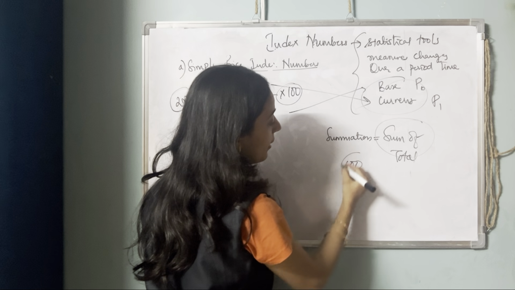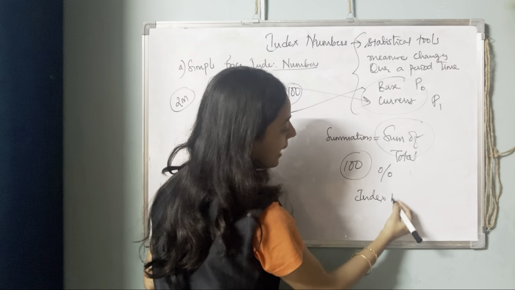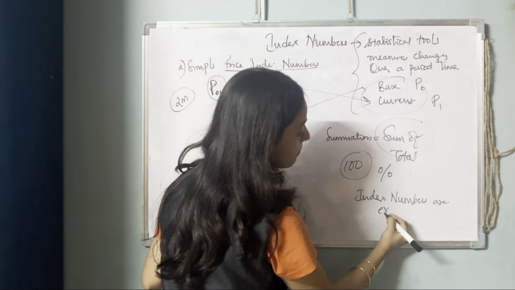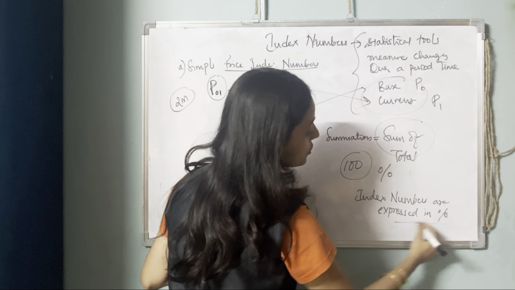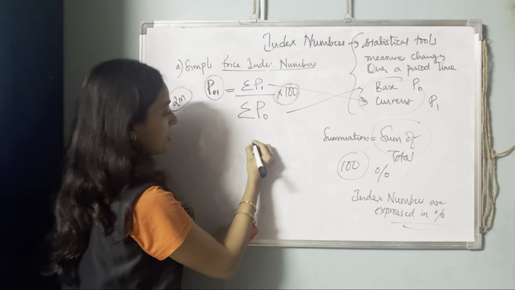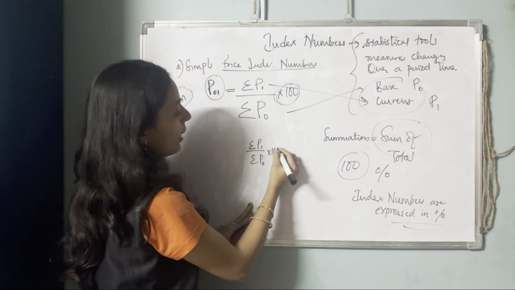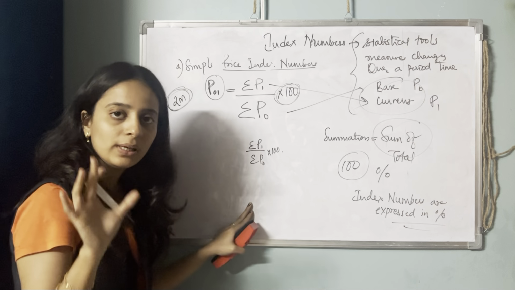Why into 100? 100 means what? Percent. In our previous video, we looked into how index numbers are always expressed in the form of percentage. So the simple formula is summation P1 by summation P0 into 100. Simple price index number is usually asked only for 2 marks.